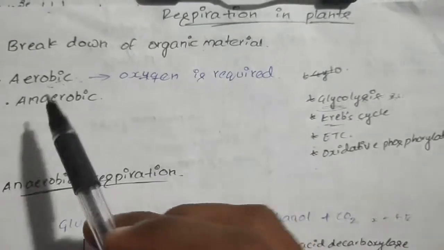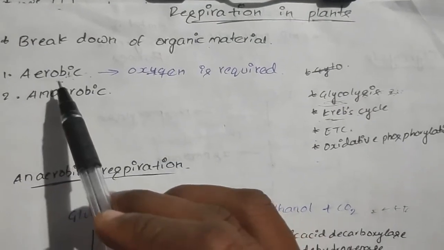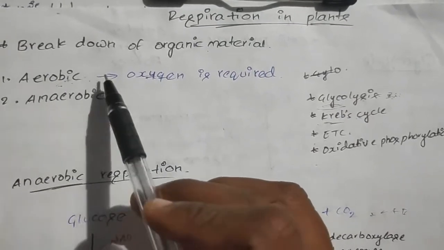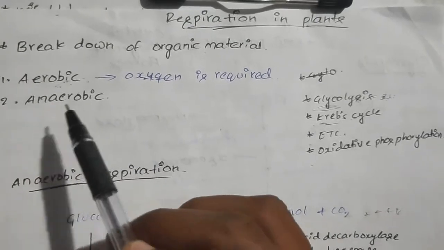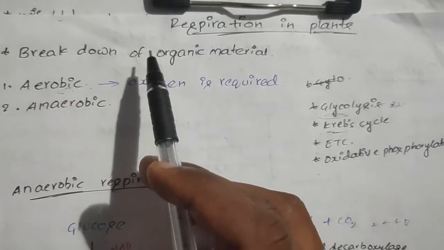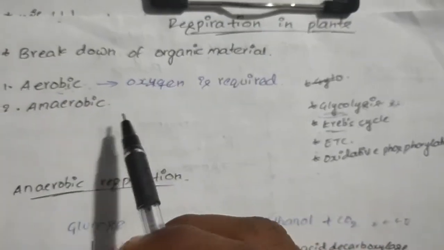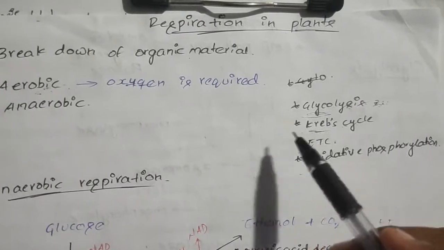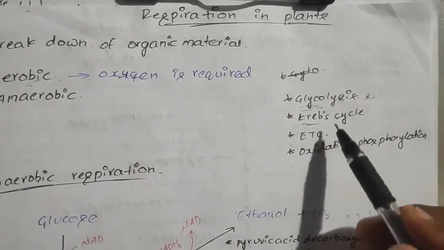There are two types of respiration: aerobic and anaerobic respiration. Aerobic respiration means it takes place in the presence of oxygen. Anaerobic means it takes place in the absence of oxygen. And this complete way from organic material breaking into ATP takes place in 4 steps. One is glycolysis, then the Krebs cycle, etc.